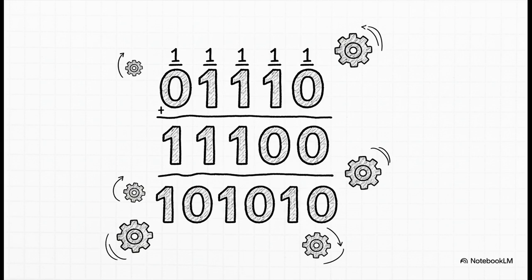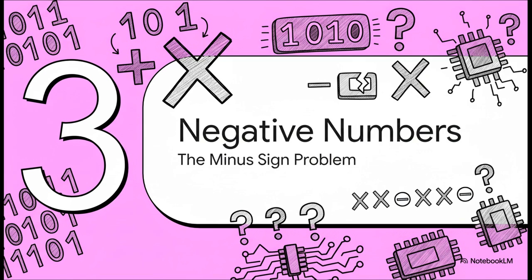Add up the column, carry the 1 if you need to, that's it. This is literally the foundation for all math inside a computer. All right, addition makes sense. But this brings us right back to our big question from the beginning.